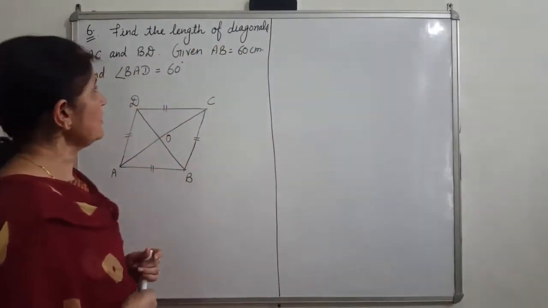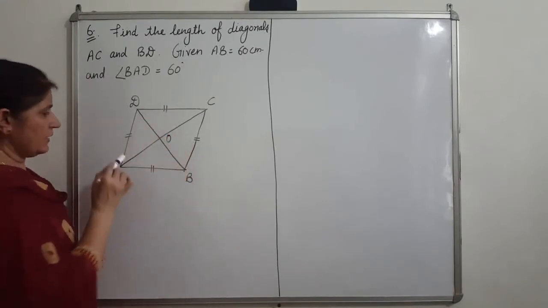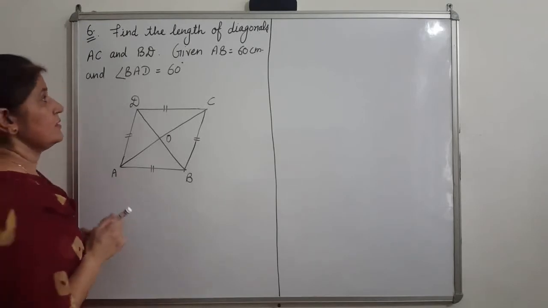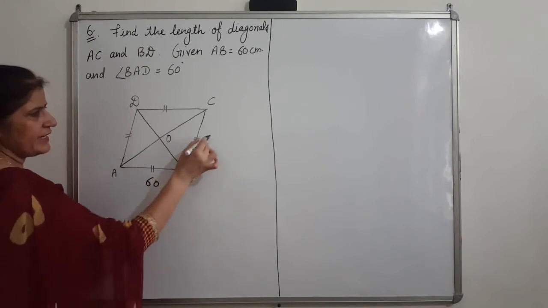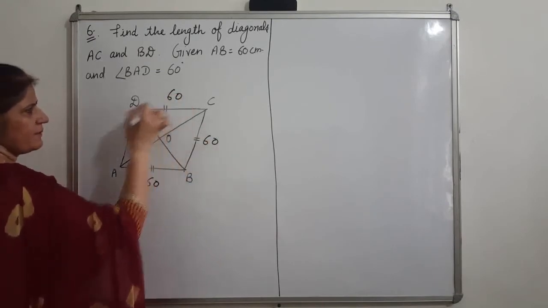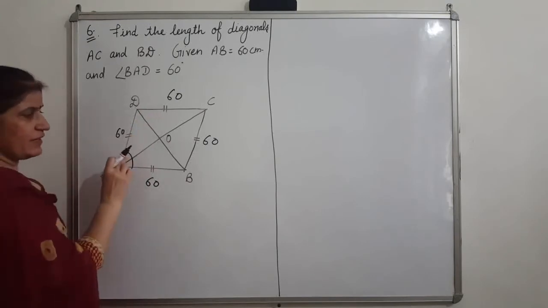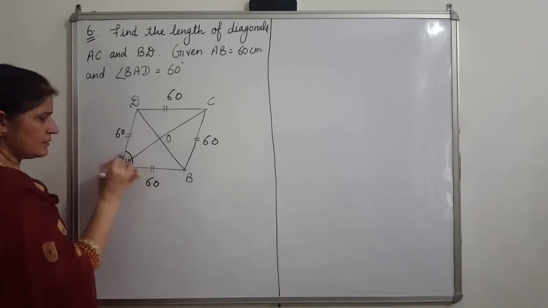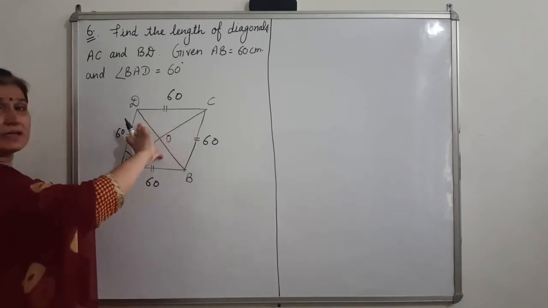In this question, this figure is given in which all the sides are equal and these angles are not 90. That means it is a rhombus. And length of one side is given, 60. That means each side is 60 here. This angle BAD is given 60 degree. So you have to find the length of these diagonals.